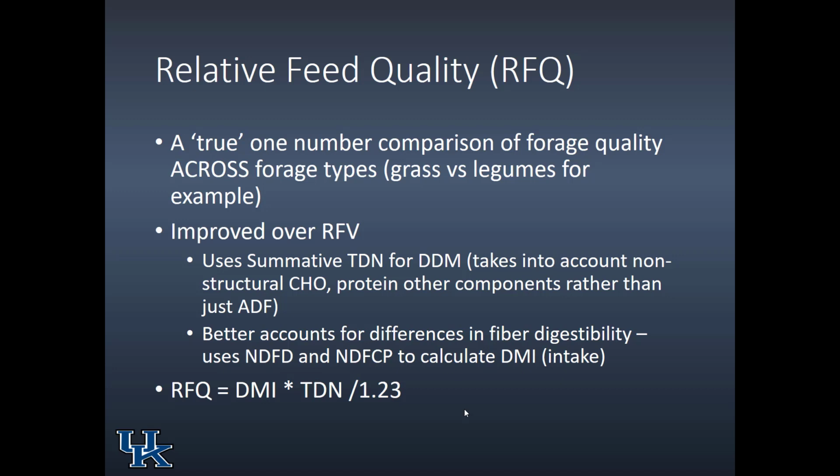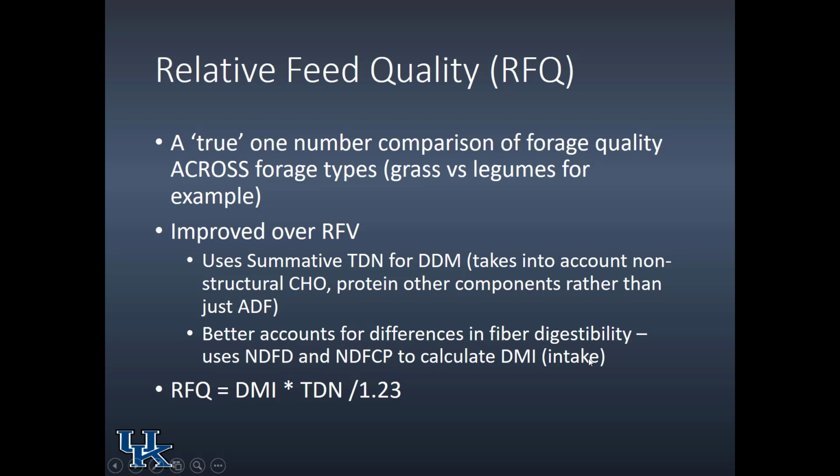It is a true one-number comparison of forage quality across forage types, so you can compare grasses versus legumes, for example. It's improved over relative feed value because it uses a summative TDN equation for digestible dry matter that takes into account non-structural carbohydrates and the digestibility of protein and other components rather than just taking ADF alone. And it better accounts for differences in forage digestibility in that it uses NDF-D and also NDF crude protein, which is the nitrogen tied up in the cell wall, to calculate dry matter intake.